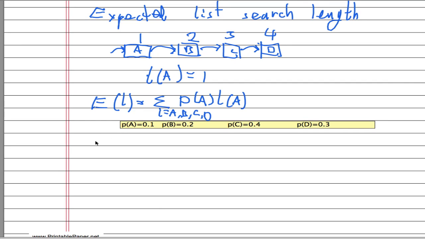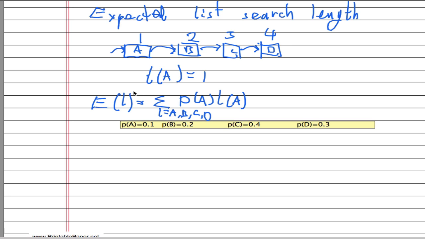Okay, so I'm continuing about list management from the point we stopped the last video. We were talking about the expected length of search required for a given linked list. Here we have a linked list that requires one hop for A, 2 hops for B, 3 for C, and 4 for D.